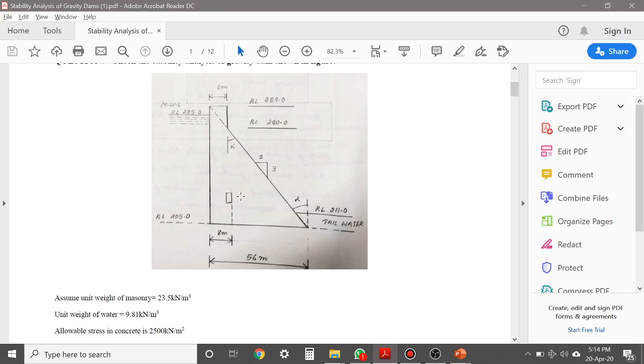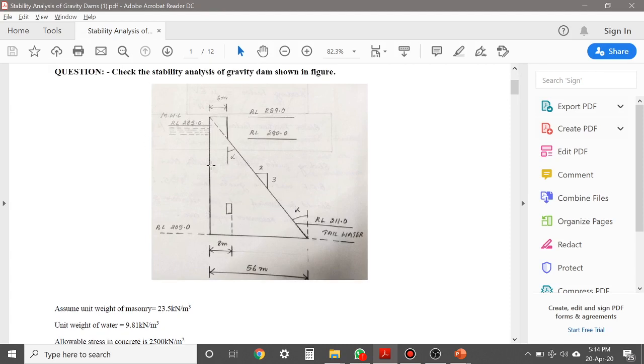See, this is the figure given to you, and the various levels and dimensions of the gravity dam are well explained in this figure. You can see the different levels of the gravity dam. This indicates the presence of a drainage gallery, and the drainage gallery is at a distance of 8 meter from the upstream of the dam. This is the upstream side of the dam and this is the downstream side of the dam.